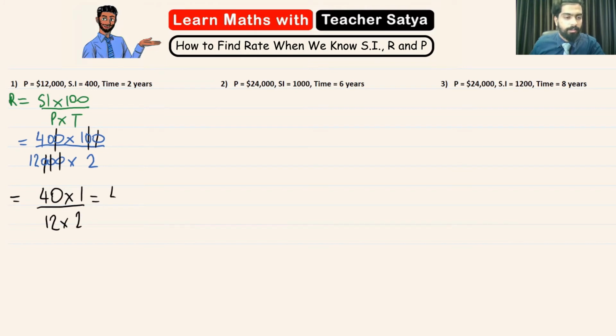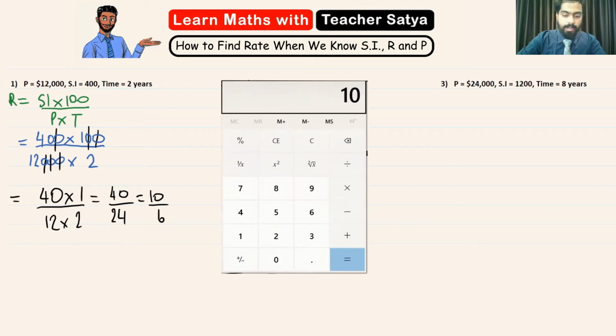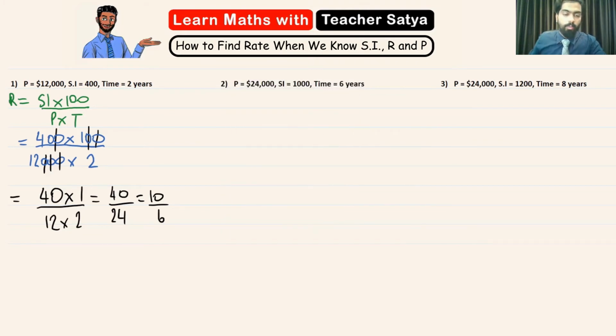So what we would have is 40 divided by 24, right? Which is equal to 10 over 6. And if we use the calculator to find 10 over 6, we would get 1.66%. So the rate is 1.66% per annum. That means per year. Alright guys, now let's go ahead and solve the next question.